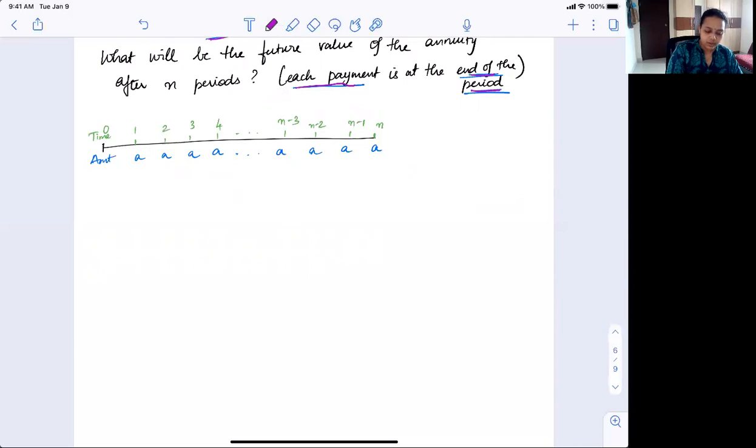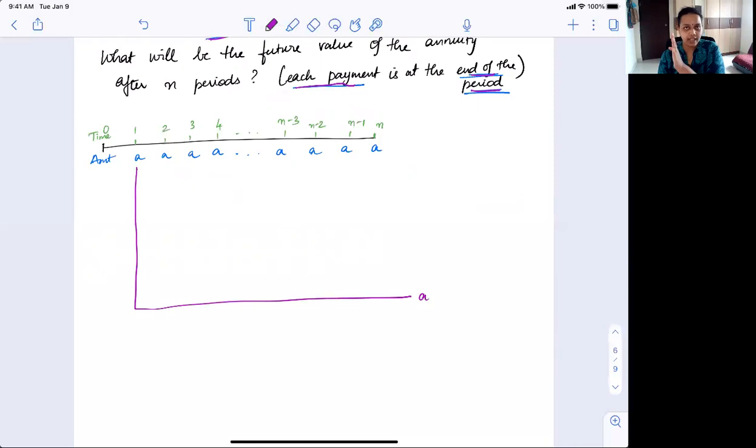Let's figure it out. The amount A that I put in the first time period is going to remain in the account for another n minus 1 periods, right? One period has elapsed, and there are n minus 1 more periods to go until the end of the annuity. Until the end of the annuity, this amount is going to grow. So the final value of this A invested in year 1 is going to be A times (1 plus R) to the power n minus 1, because it's going to grow over n minus 1 periods.